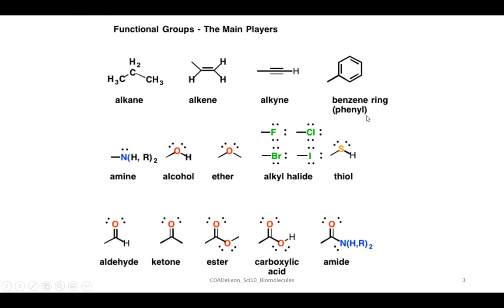And benzene ring, example is phenyl, an organic compound with a molecular formula of C6H6. It is composed of 6 carbon atoms joined in a planar ring with one hydrogen atom attached to each. So may mga hydrogen dito, sa bawat corner.